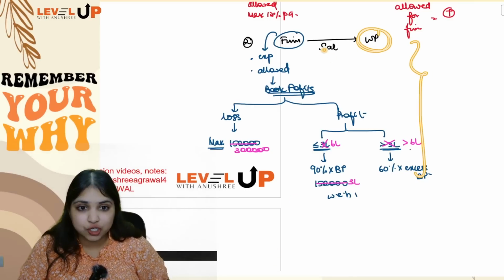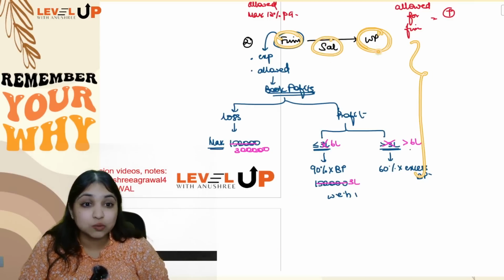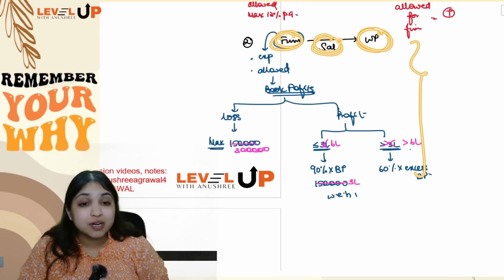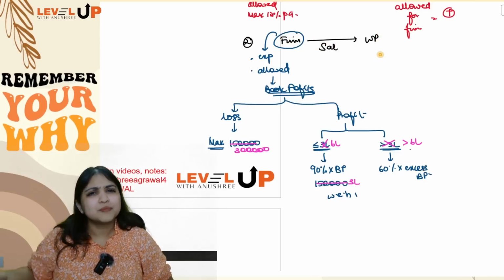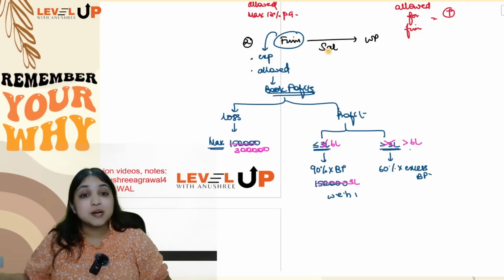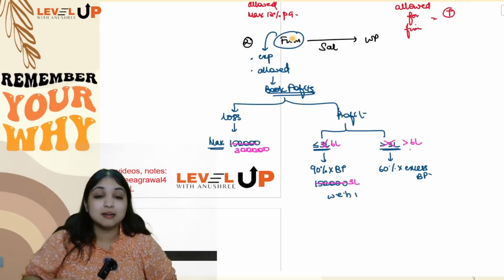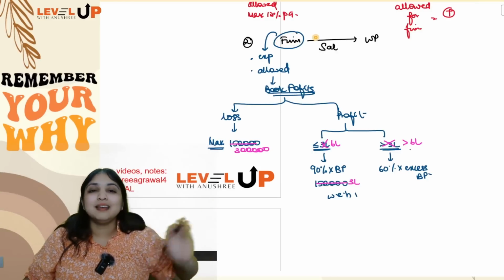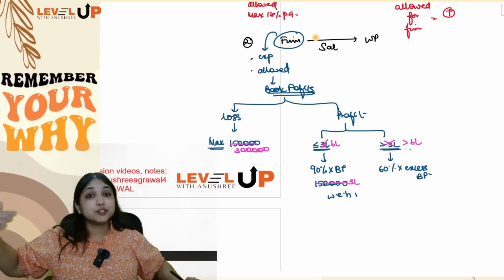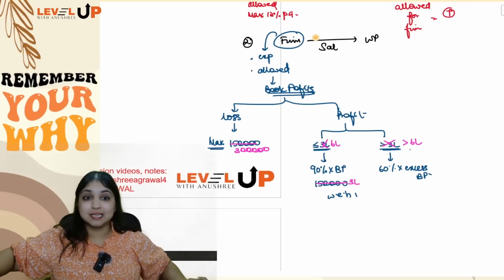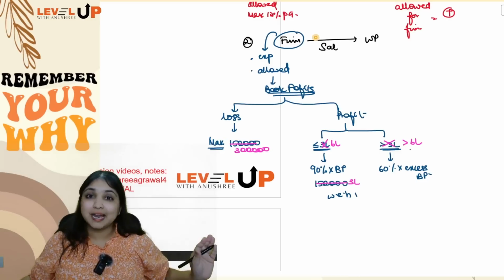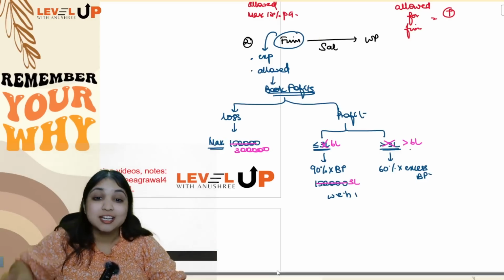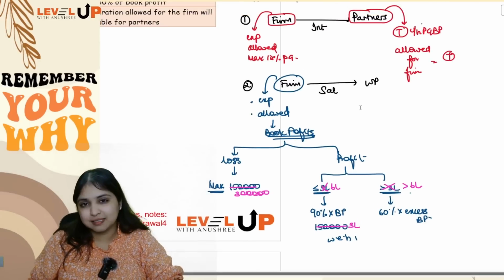This whole discussion was, what if the firm is paying salary to working partner? But what if the firm is paying salary to sleeping partner? No change in that. If the firm pays salary to sleeping partner, for the firm the entire salary will be disallowed. For the partner it will not be taxable. For the firm entire salary will be disallowed. For the partner nothing will be taxable. There is no change. Change is only for active partners.